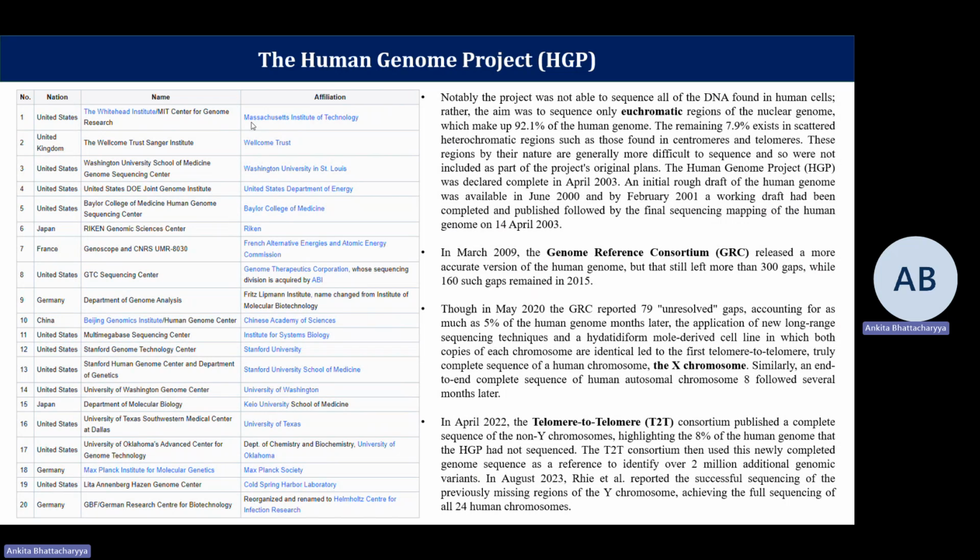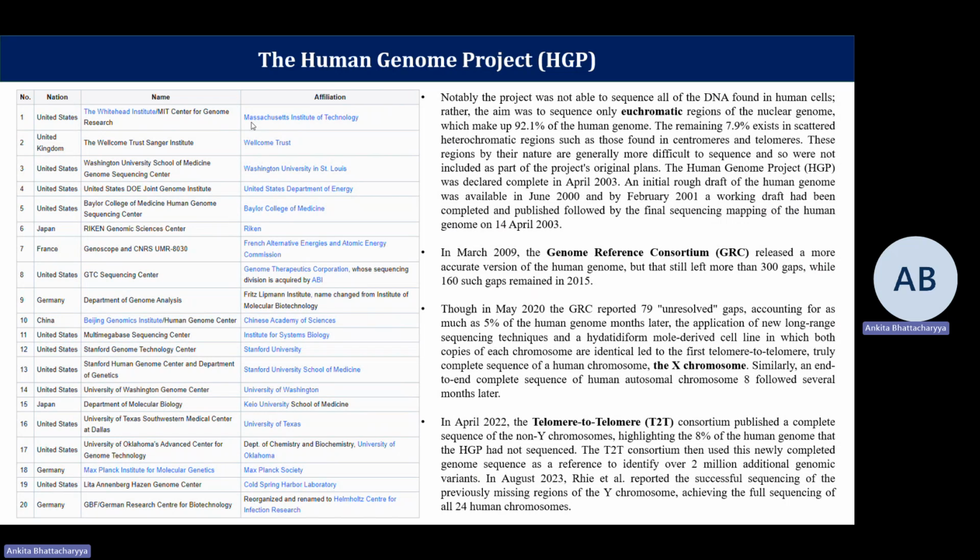While the first initial draft was available in June 2000, and in 2001 the working draft was completed and published in 2003, further progress was made. In March 2009, the Genome Reference Consortium released a more accurate version of the human genome that still left more than 300 gaps.